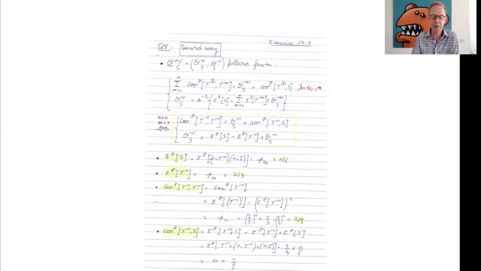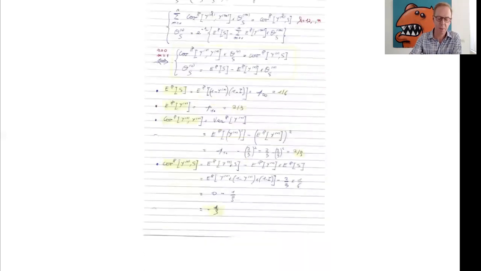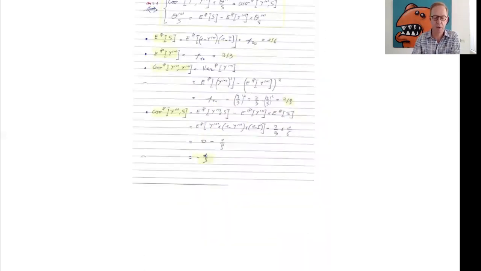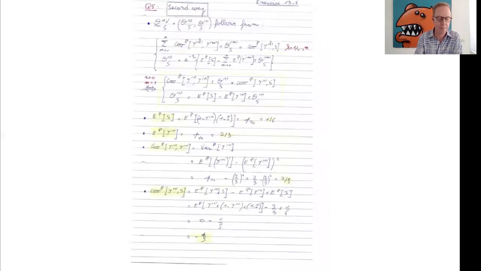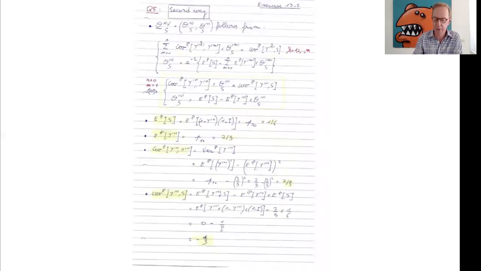We have to calculate the covariance of y1 and y1, or the variance of y1, the covariance of y1 and S, and the expectation of S and the expectation of y1. This is all calculated here, here, here, and here. Look at it, and then you will find all these values. Okay.